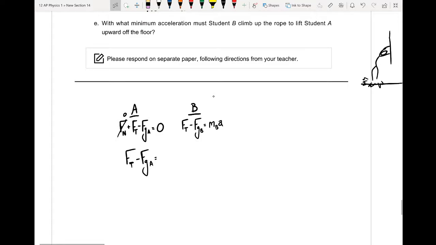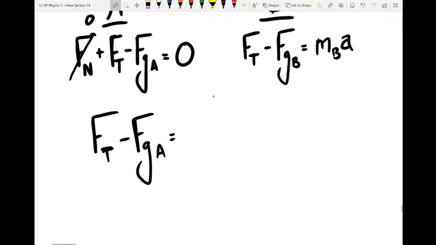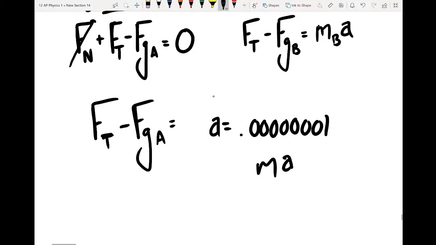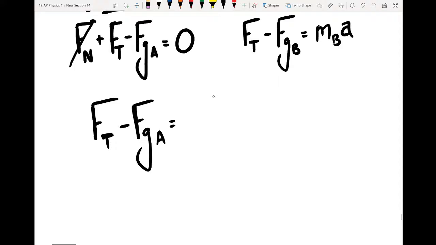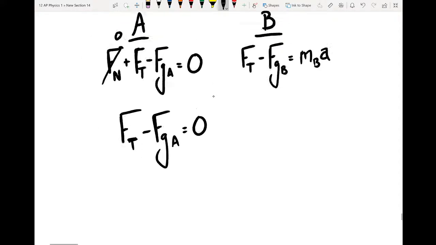So let's picture a situation where they're accelerating by such a low amount. So maybe the acceleration is equal to 0.000000001, as low as possible, which means that m times a is going to be so close to 0 that we're just going to call it 0. So we're still going to say, hey, this is equal to 0.